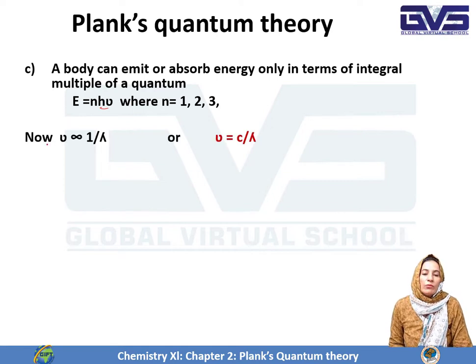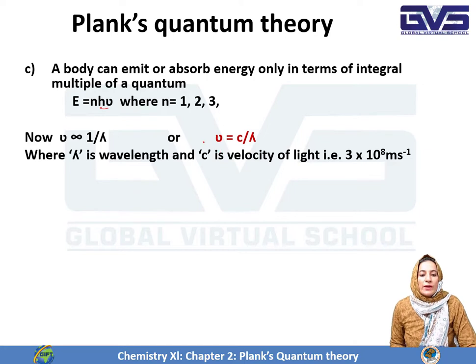Students, we know frequency and wavelength are inversely proportional to each other. Frequency is proportional to 1 over wavelength lambda, or you can say frequency is equal to c over lambda, when this proportionality is replaced with a constant c. In this case, c is the velocity of light, the speed of light, that is 3 × 10^8 meters per second.